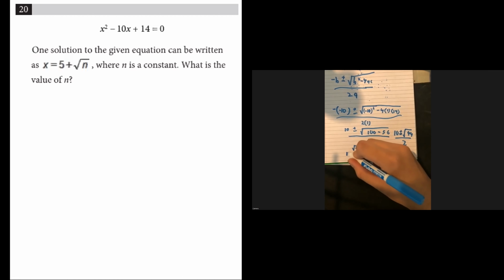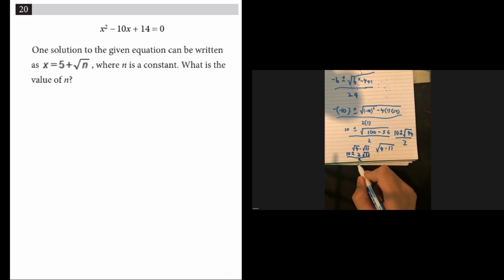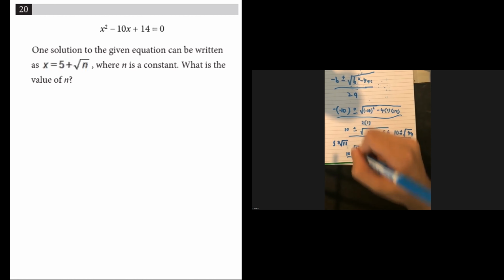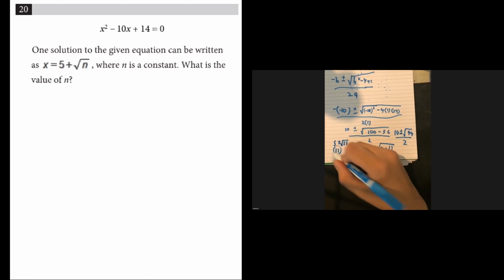And so we have 10 plus or minus 2 root 11 over 2. And then we can divide 10 by 2 and 2 by 2. And we get 5 plus or minus root 11. And it asks, what is the value of n? N would be 11.